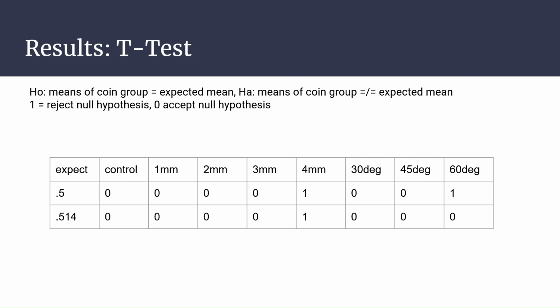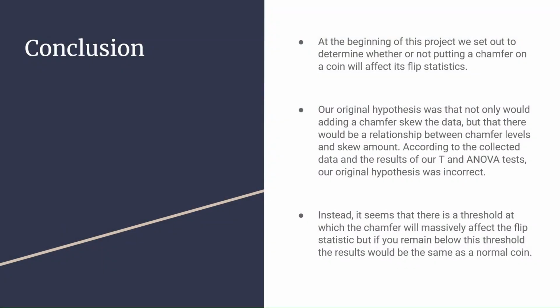And we can actually see with our expected average mean of 0.5, only the most extreme chamfer depth and chamfer angle will actually make the coin deviate from that mean to any significance. Now, using our experimental mean of 0.514, only the chamfer depth of 4 millimeters had an effect. From this, we can state that the chamfer depth has more effect than the chamfer angle, actually.